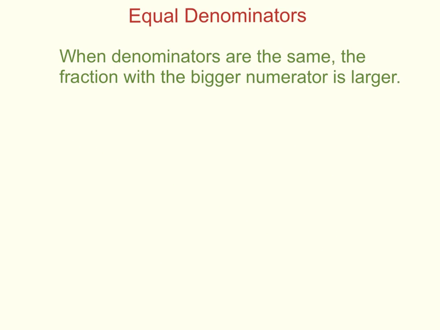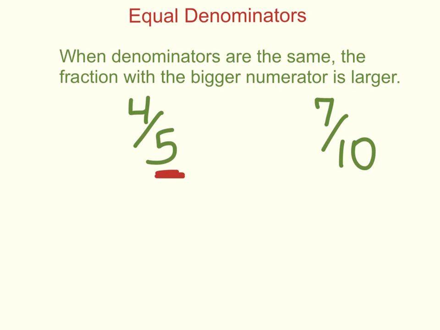Now what if you had a question like this? Compare 4/5 and 7/10. Uh-oh, because this has a denominator of 5, and this has a denominator of 10. So the denominators are different. Oh, how are we going to compare our fractions? If you said, think about equivalent fractions, Mr. Siemens, you would be correct. But I'm pretty sure you didn't say that. But let's think about equivalent fractions.